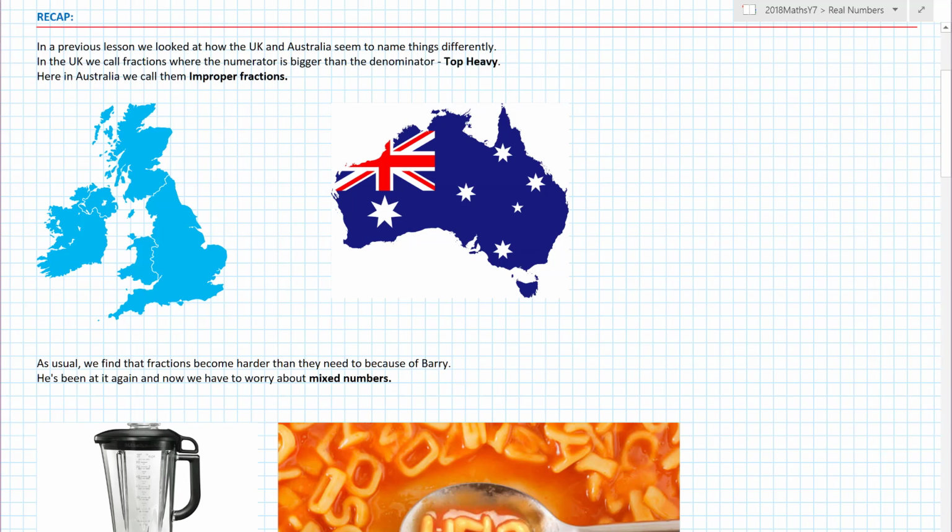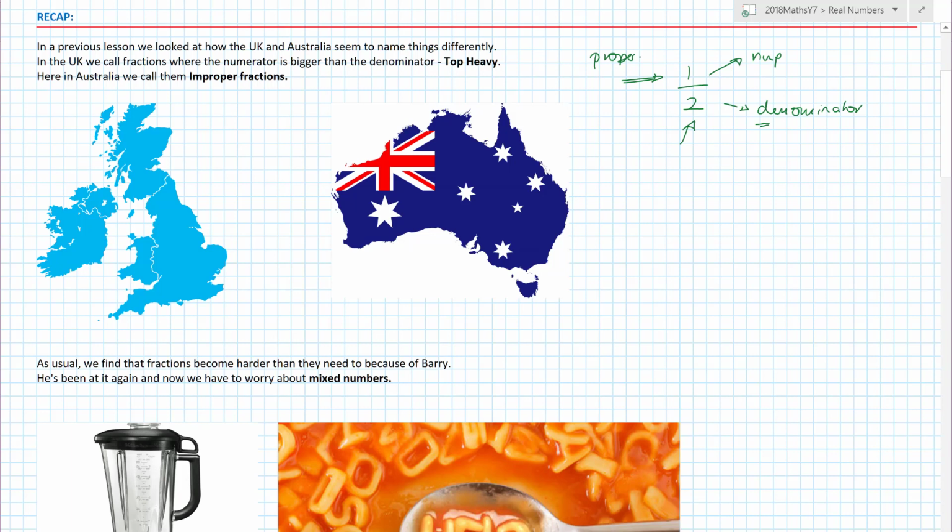Now, if you remember, the top number is the numerator. Why? Because numerator begins with NU, and the bottom number is my denominator. Why? Well, the best we can come up with is D is for down, and this is down on the bottom. This here is called a proper fraction. Why is it called proper? Because it looks proper, right, innit, mate?